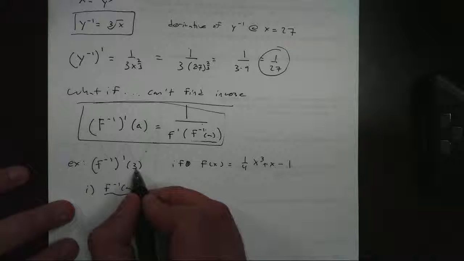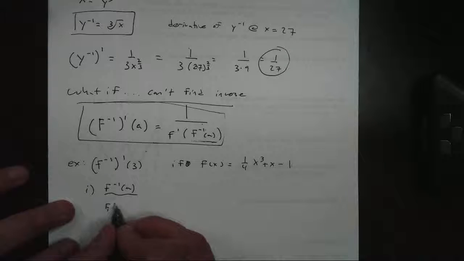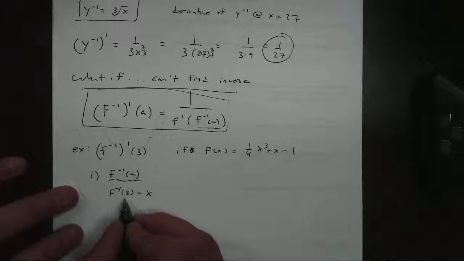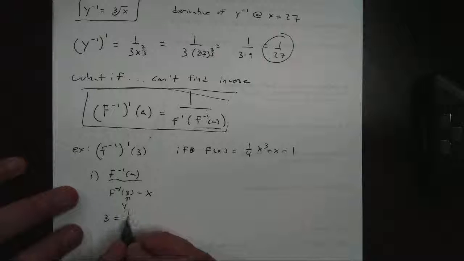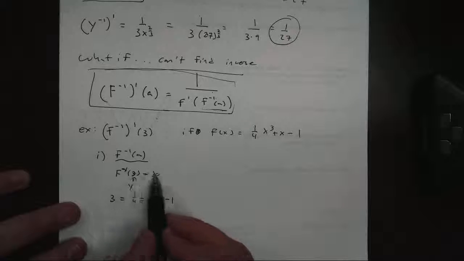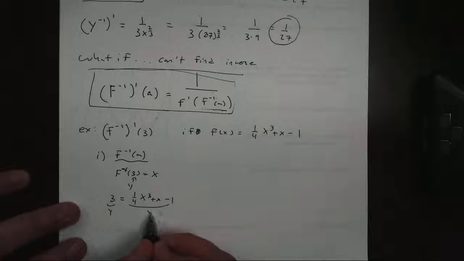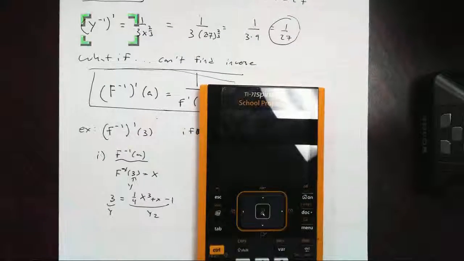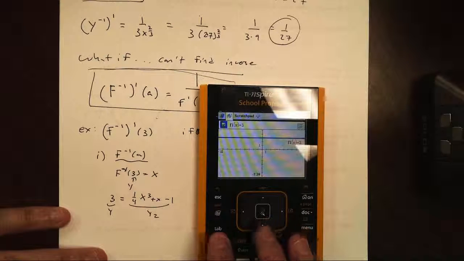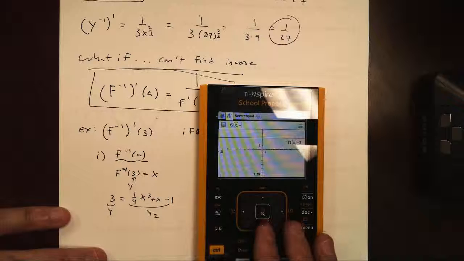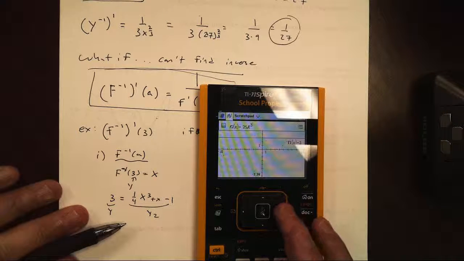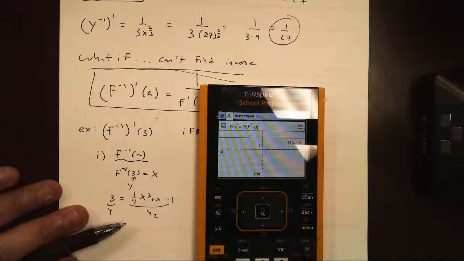Remember, this is my y value. So what I'm really doing here, if I'm looking for the inverse of 3, I'm looking for x. So we're really saying this is my y value: 3 equals, I just plug it in, 1/4 x cubed plus x minus 1. I can't solve that one algebraically, so I'm going to use my calculator. I go to my graph, in y1 I'll type in 3, and then in y2 I type in my equation, 0.25 x to the 3rd plus x minus 1. And I hit enter.